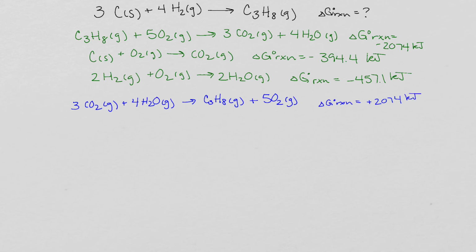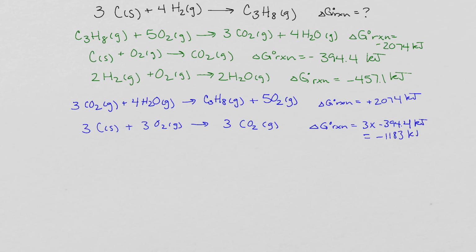Okay. Now I know that, like I had pointed out earlier, there's a 3 here and there's not a 3 here, so let's go ahead and multiply that by 3. So what I'm going to do is write this as 3 carbon plus 3 O2 going to 3 CO2. And my delta G of my reaction is 3 times negative 394.4 kilojoules, which is equal to negative 1183 kilojoules.